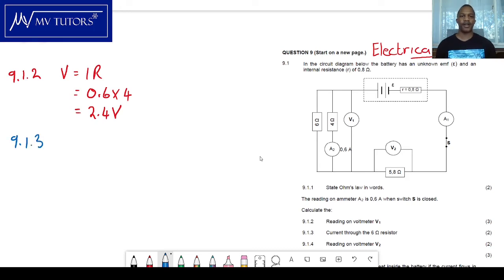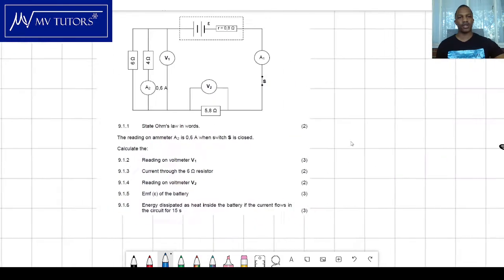9.1.3. The current through the 6 ohm resistor. First of all, what is current? If you remember, even just based on Ohm's law, I is equal to V over R, or you can draw the triangle and you'll see that it is V over R. Now what is our voltage? Remember, these are connected in parallel. What did we say about voltage in parallel?